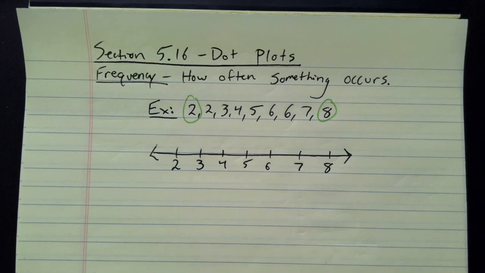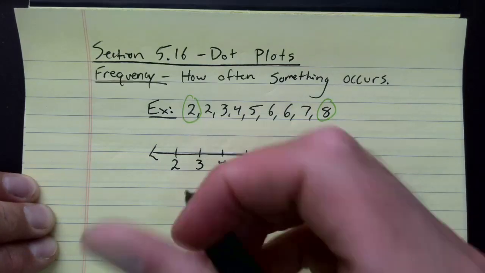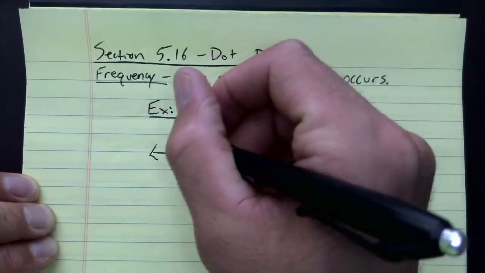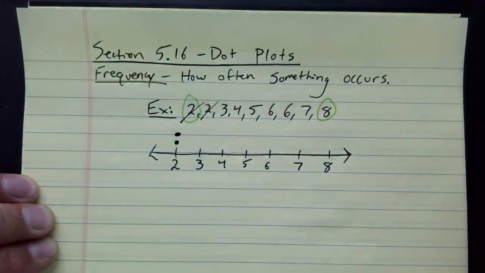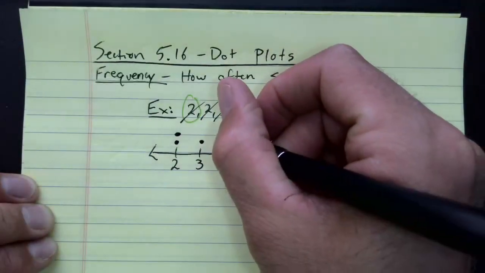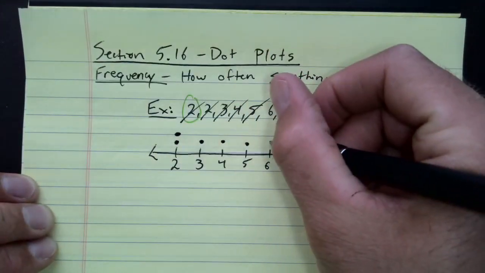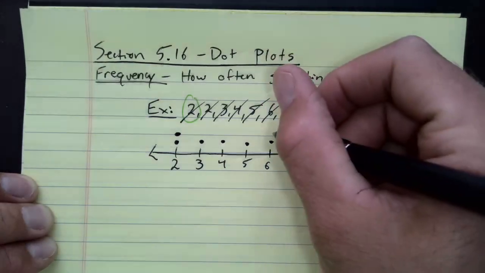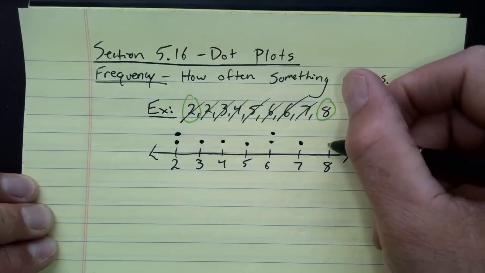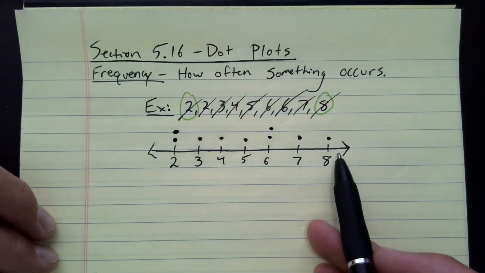For every number you see in your data collection, you put a dot above that number. For example, 2, put a dot, cross that off. Another 2, put another dot. 3, put a dot over 3. Here's a 4, put a dot on 4. 5, and you just keep going until you complete the dots on every number. 6, another 6, 7, and of course the last one is 8. So what you see here is a correctly plotted dot plot from 2 to 8.